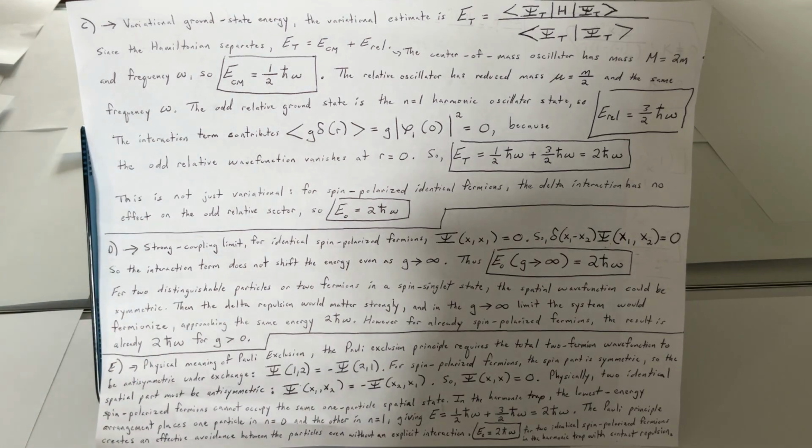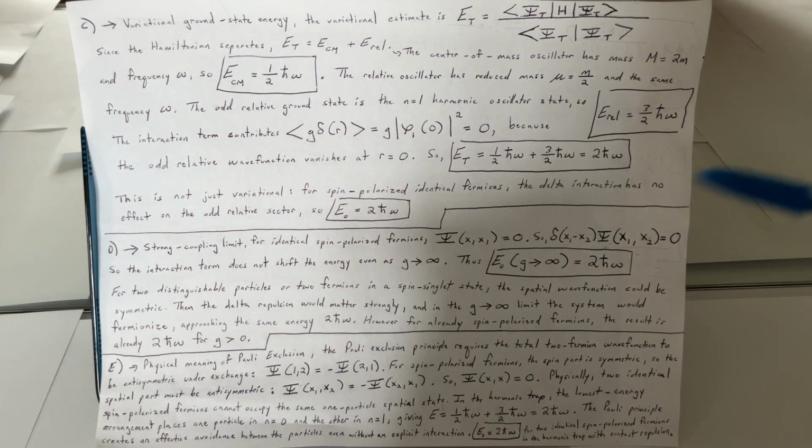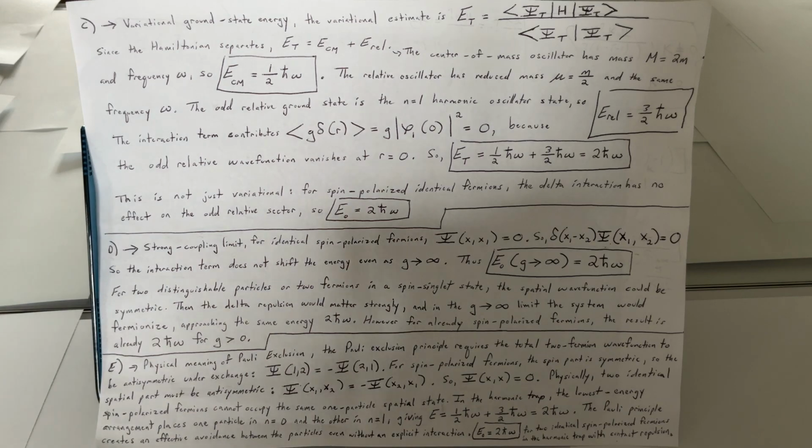And for two distinguishable particles or two fermions in a spin singlet state, the spatial wave function could be symmetric. Then the delta repulsion would matter strongly, and in the g approaching infinity limit, the system would fermionize, approaching the same energy, 2 h bar omega. However, for already spin polarized fermions, the result is already 2 h bar omega for g greater than 0.